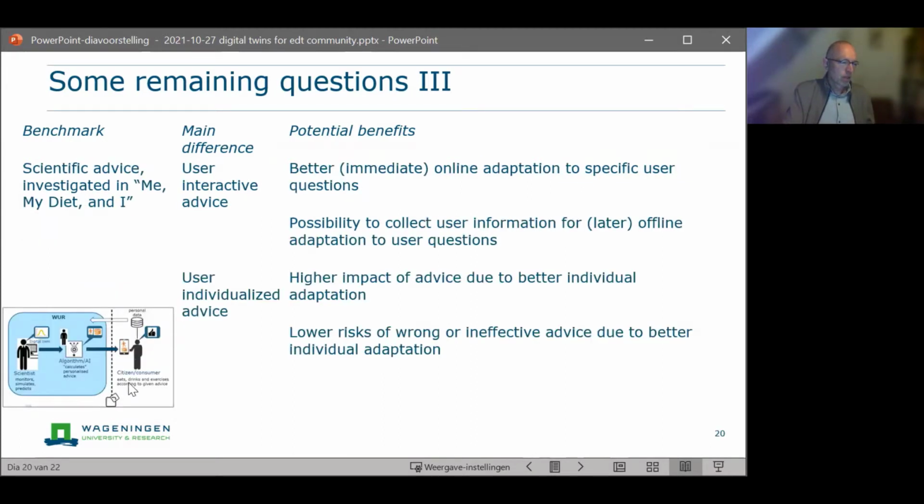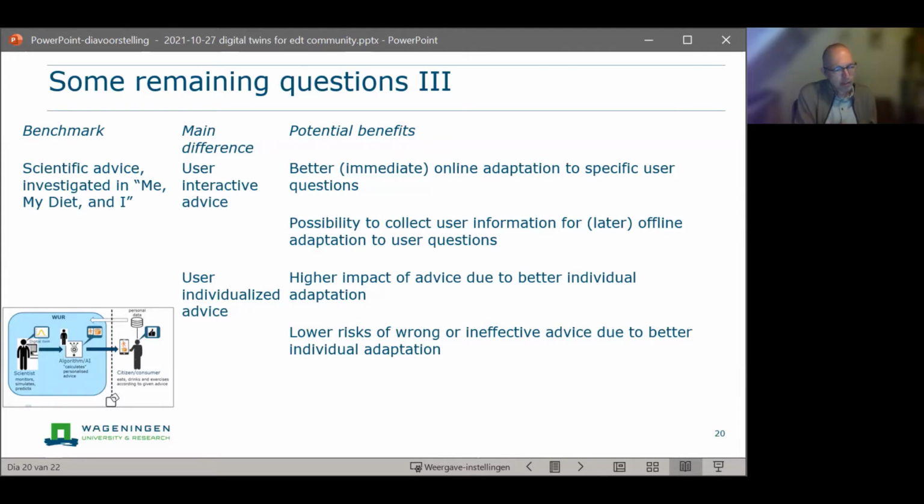And now for the last one, we believe that there are at least two differences in the twin for human digestion. One being that you can provide user interactive advice in the sense that the user can ask questions, and it can also be individualized to the user.